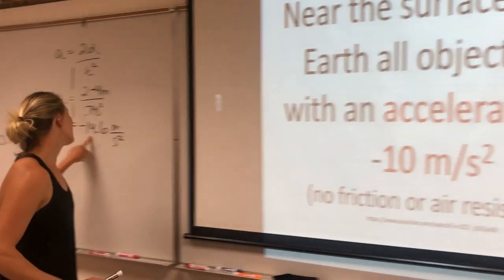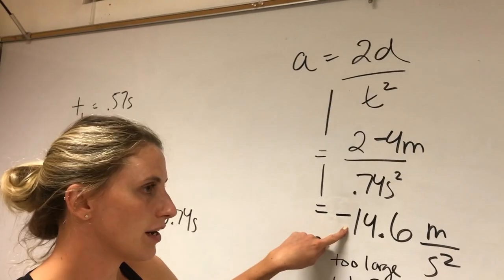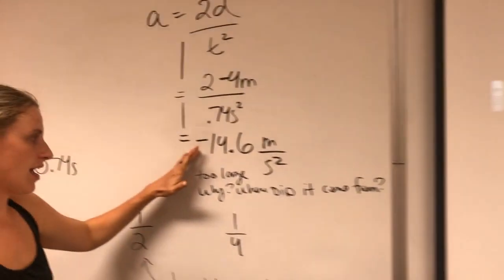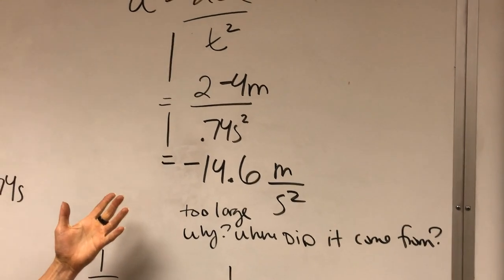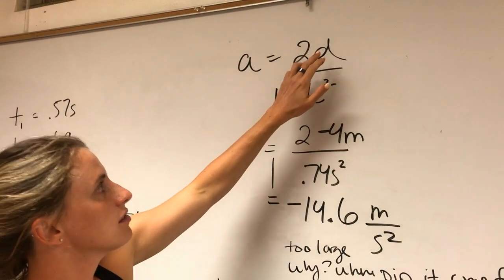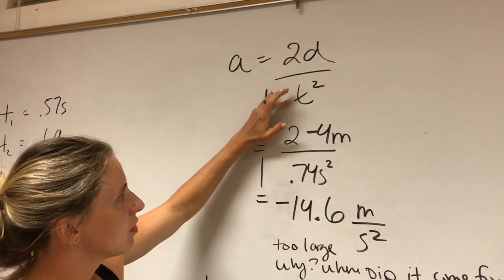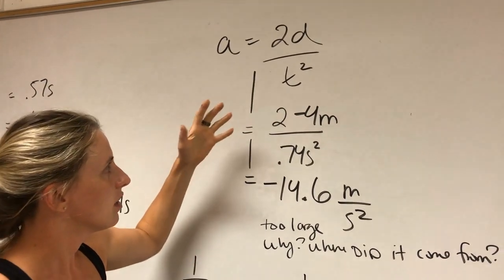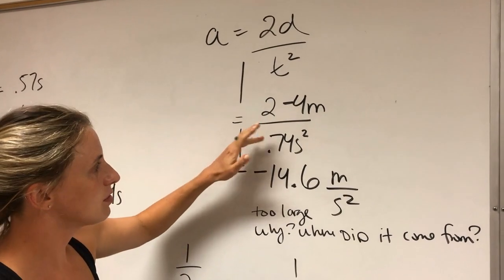Now again, we got 14.6. So this number is not the same thing as -10 meters per second squared. The question is, why is that? This number is too large. Why? Well, where did it come from? We measured a couple of things. We measured the distance, how high Mr. Boykin was up, and we measured the time. The time is the one thing that I was measuring by hand that wasn't exactly that reliable and consistent. So I think we need to take a look at this.